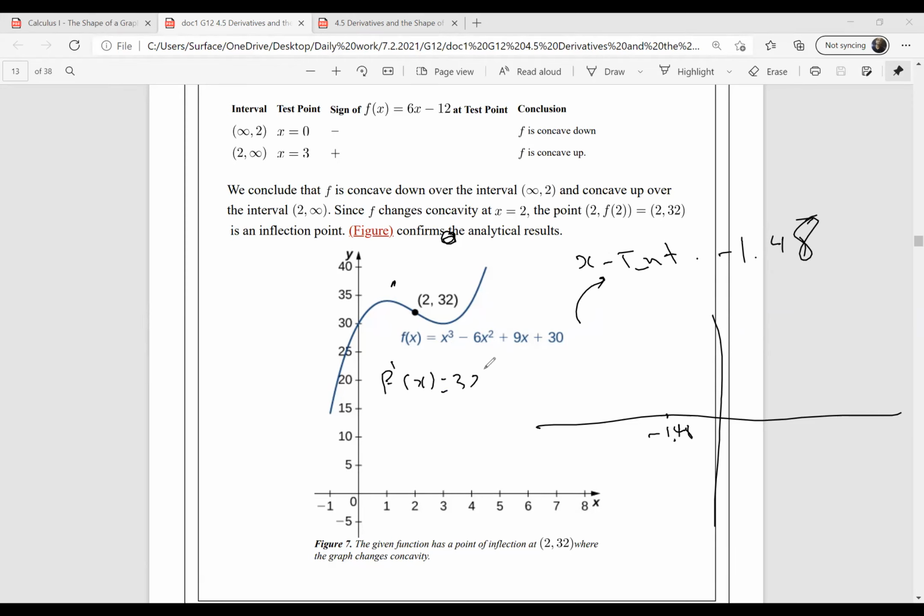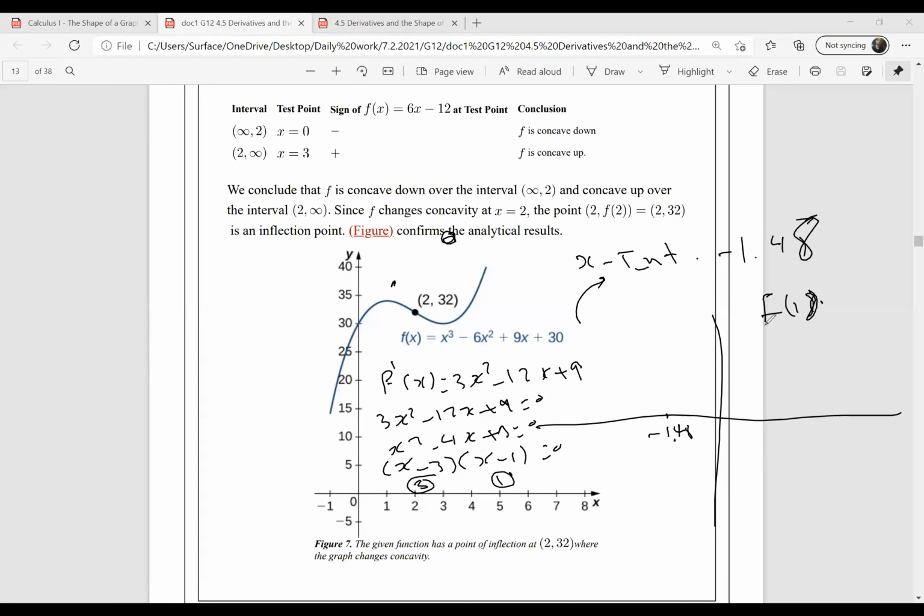Now we find f dash of x. It will be 3x squared minus 12x plus 9, and we set it equal to 0. So 3x squared minus 12x plus 9 equals 0, which means x squared minus 4x plus 3 equals 0, so x minus 3 and x minus 1 equals 0, which means x equals 3 and x equals 1. There is no imaginary root here.